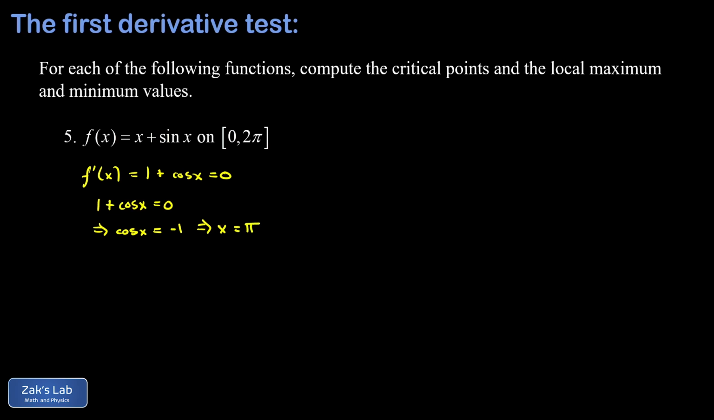So in general, there are infinitely many x's that satisfy that equation, but we're restricting ourselves to this interval. So that's why there's only one solution at x equals pi. So that's our critical point. Now we want to think about the sign of the derivative around that point. So what if x is a little bit less than pi?